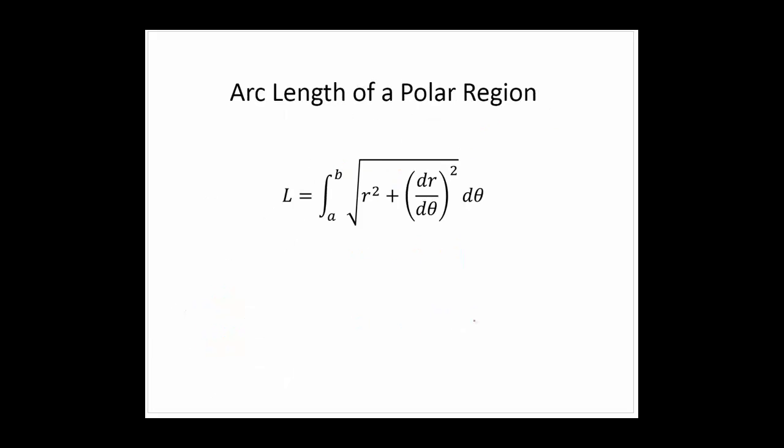If we're asked to find the arc length of a polar region or a polar curve, the arc length is defined as the integral from some a to b, beginning to end, of the square root of r squared plus (dr/d theta) squared, d theta. And again, the proof is shown in your textbook.